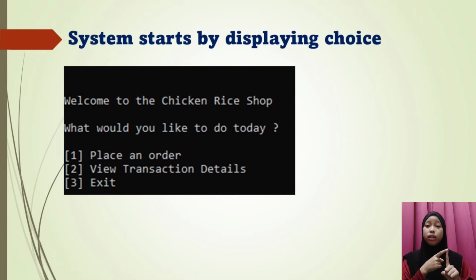In place an order, the user can choose what rice they want, and they can add a topping if they want to. The second one is view transaction details. View transaction details can always be seen by the user if they do not exit the system. If they exit the system, the system will start a new view transaction details, and the old one will be saved in the text file. If the user is done with everything, they can exit the system by inputting 3.